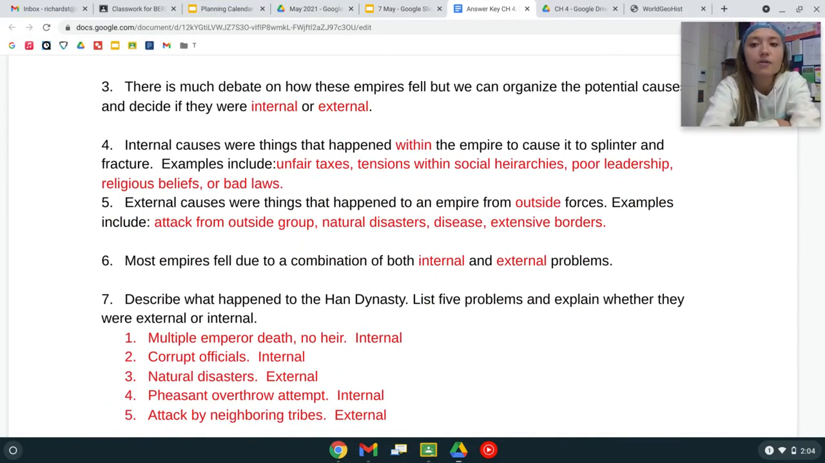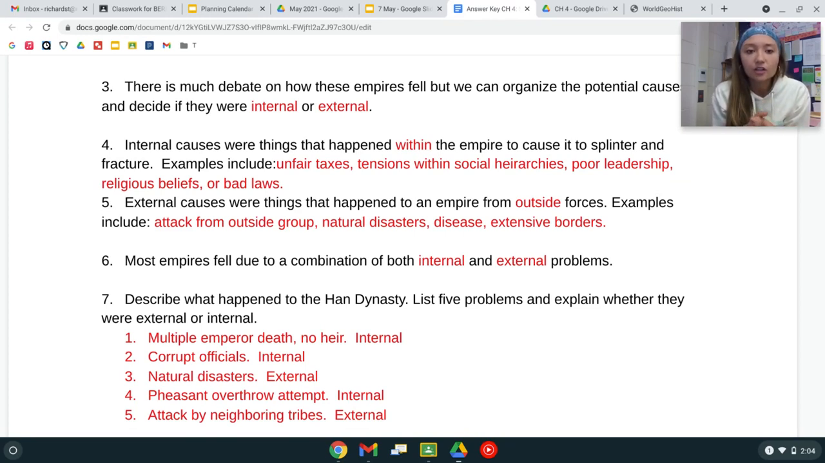Number 3, there is much debate on how these empires fell, but we can organize the potential causes and decide if they were internal or external. And this is important because you have a question at the bottom that talks about this. So 4, internal causes were things that happened within the empire and caused it to splinter and fracture. So these are things that happened on the inside of the empire, within the borders of the empire. Examples would be the unfair taxes, tensions within social hierarchies, poor leadership, religious beliefs, or bad laws, right? Bad policies.